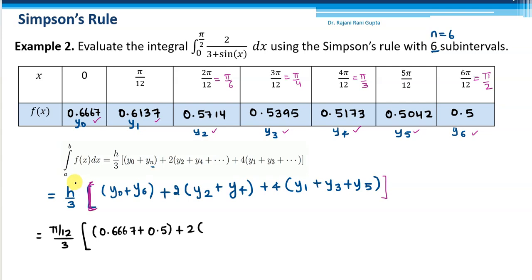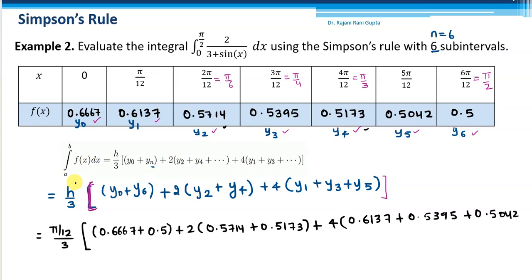2 times even. Even is y2 which is 0.5714, and 0.5173. 4 times odd: 0.6137, 0.5395 and 0.502. So when you are working, how will you work? Find the sum of all these, multiply by 4. Sum of these two, multiply by 2, and add these two. Then add all three of them, then multiply by 5 over 12.